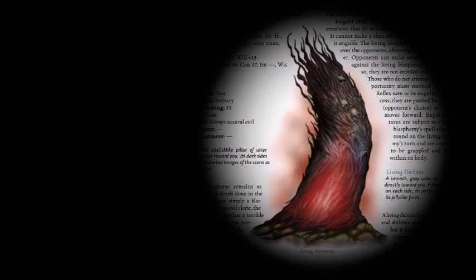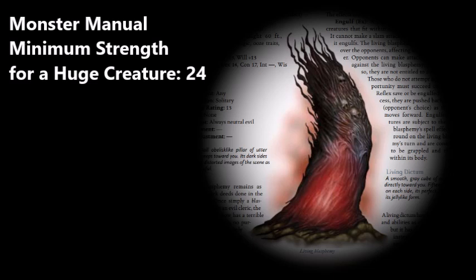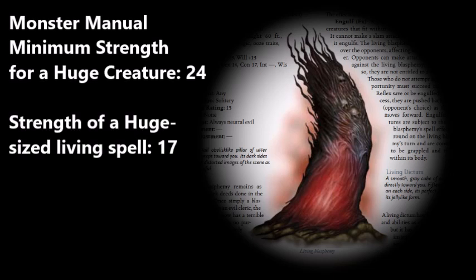In order to make up for its low armor class, a Living Spell ought to have hit dice greater than its challenge rating, but instead its hit dice are equal to its challenge rating, and its ability scores do not scale well. In fact, the Monster Manual lists a minimum strength of 24 for huge-sized creatures, but a caster level 13 Living Spell would be huge size, yet could only have a strength of 17 at most, since the highest spell it could be based on would be 7th level.